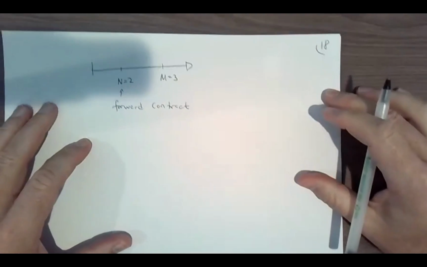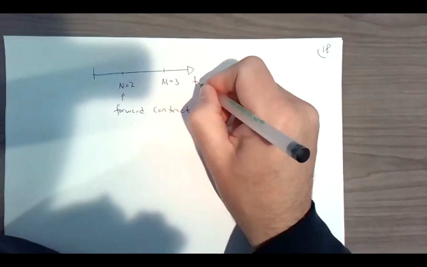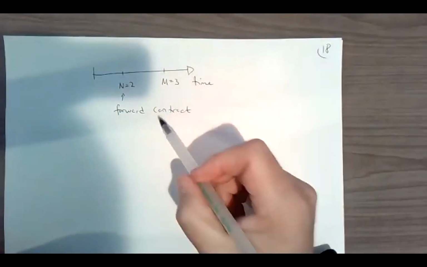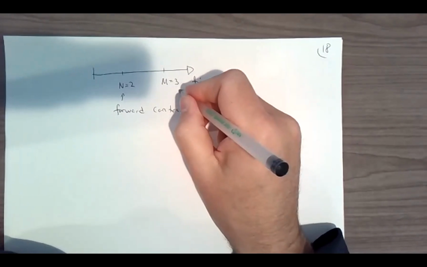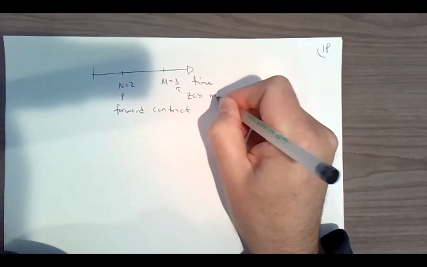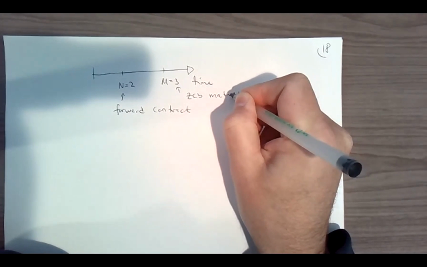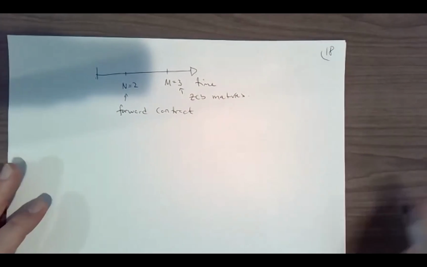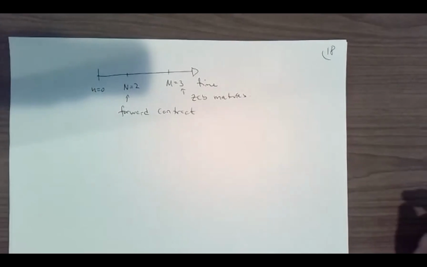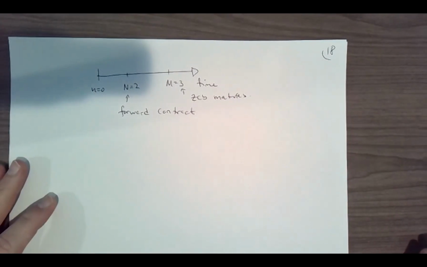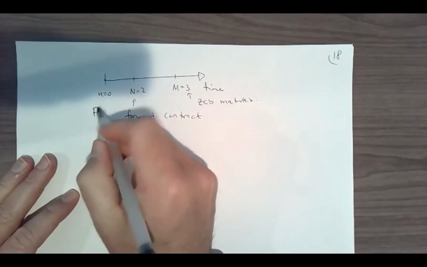Sorry, Professor, I cannot see your paper. Yeah, I need to switch it over. That's better, right? So this is my time axis, and M is when the zero coupon bond matures. This is the forward contract, and this here is at time 0. We want to figure out what this F0 is.